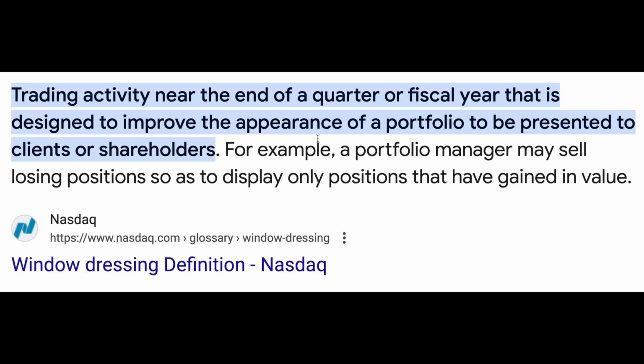So, for example, the portfolio manager may sell losing positions so as to display only positions that have gained in value. Now, the tough part about this is I've researched this. You would think they would be buying up the Mag 7 at the end of every quarter to make it look better, because those are the ones that have benefited the most over the last couple of years. But you go in at the end of March, end of June, end of whatever, there is no rhyme or reason to it because it is so specific to whatever's going on with that ETF, or whatever it is, okay?